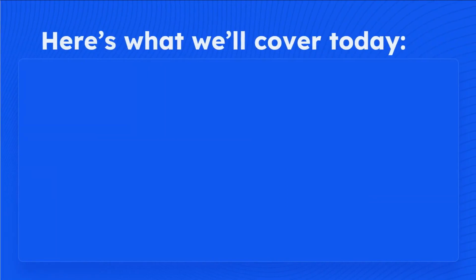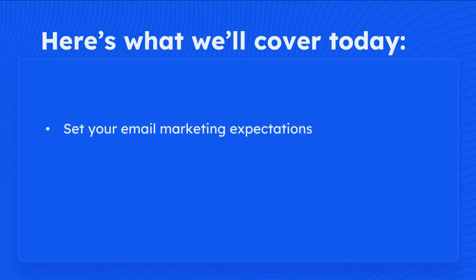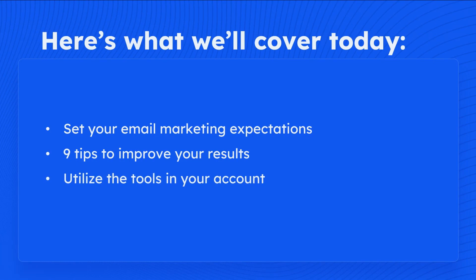So let's see more specifically what we are going to learn today. First, it's important to understand where your email marketing results fall. That's why we'll start by setting expectations for your open and click rates. Then you'll learn 9 tips to help you improve your results. And lastly, I'll show you how to use those features within your Constant Contact account to get the most out of email marketing for your business or organization.